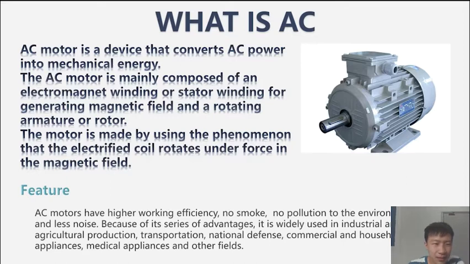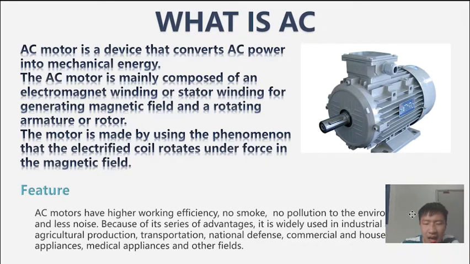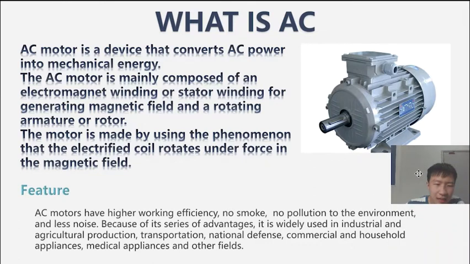The AC motor is mainly composed of an electromagnet winding, or stator winding, for generating a magnetic field, and a rotating armature, or rotor. The motor is made by using the phenomenon that an electrified coil rotates under force in a magnetic field. As for their features, AC motors have a higher working efficiency, no smoke, no pollution to the environment, and less noise.